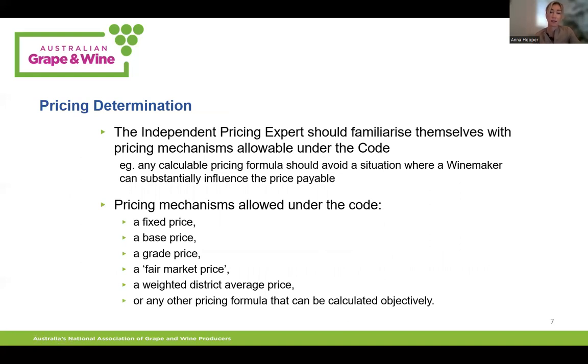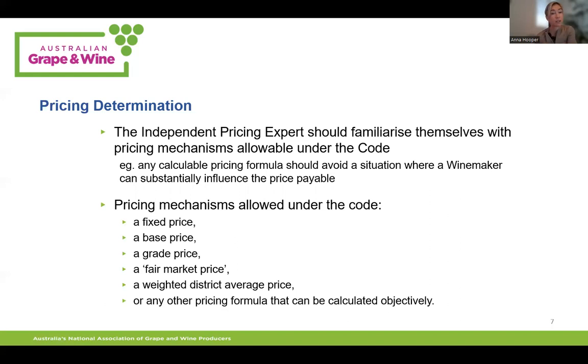Pricing mechanisms allowed under the code include a fixed price, a base price, a grade price, a fair market price, a weighted district average price, or any other pricing formula that can be calculated objectively. Fixed price, base price, or grade price contracts are unlikely to be the subject of a price dispute, unless the quality assessment is in question relating to the grade, in which case it's a technical expert that would be required in preference to an independent pricing expert.